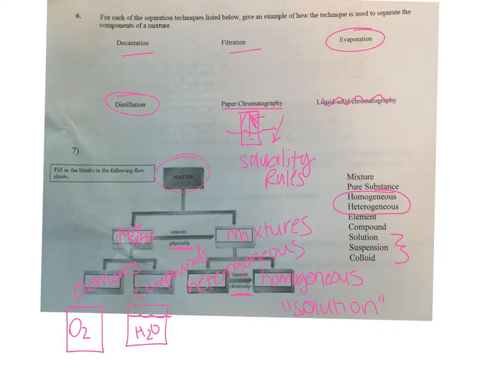Your suspension and colloids, these guys are going to be over here. So colloids are heterogeneous. However, sometimes the colloids, something like milk, or your little smoke, which is solids suspended in the air, they do have a homogeneous characteristic sometimes, but we do categorize them as heterogeneous.